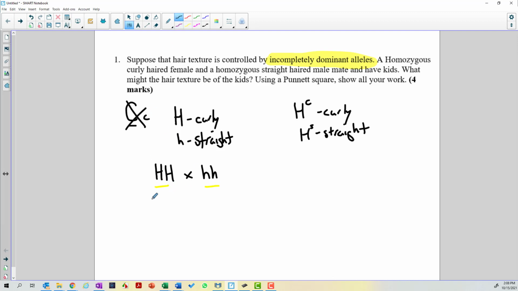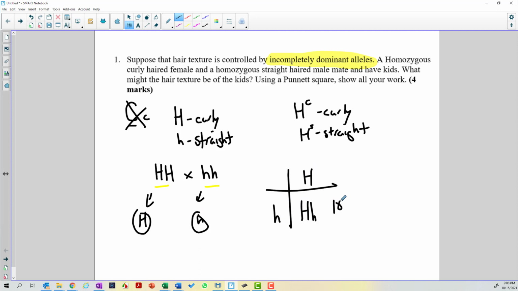So you're going to cross these. This one here, the only gametes they can produce are big H's, and the only gametes here they can produce are small h's. So when I run the Punnett square, I got a big H, I got a small h, I end up with 100% hetero. But it's incomplete dominance.